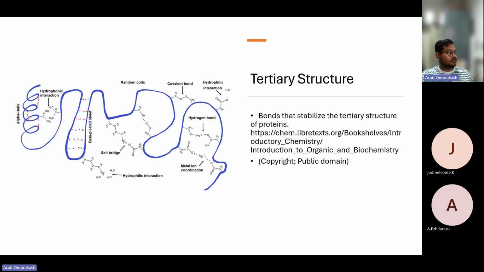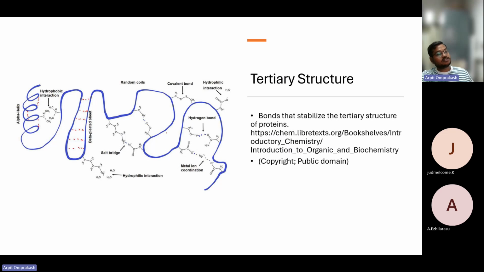So for example, here we have an alpha helix, which is our secondary structure. We have a beta sheet. And basically, we have some hydrophobic interaction here, which is binding this alpha helix to this part of the protein. Then we have some hydrophilic interaction, which is basically binding this part of the beta sheet to, let's say, water molecules that are present in the cell cytoplasm and so on. And we can have salt bridges where positive and negative ions basically come together to form a salt bridge.